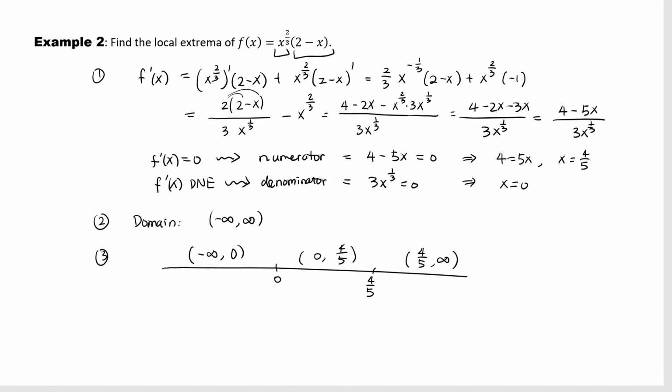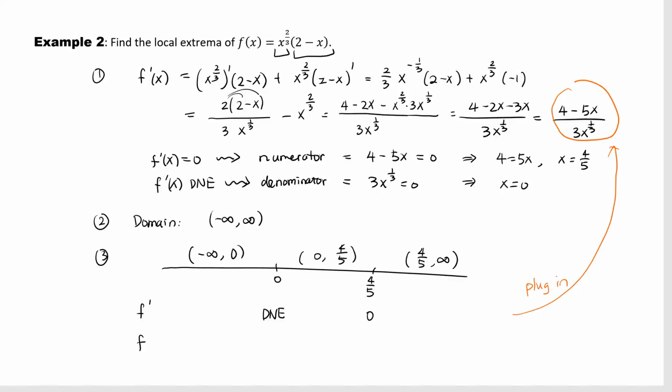Okay, so we have f prime and f. So f prime, remember, 0 actually makes the denominator 0, so it does not exist there. And 4/5 is actually making the numerator 0, so f prime is 0 there. Okay, and then look at each piece. Remember when we plug in, where do we want to plug in? We want to plug in the last form. So we want to plug in here.